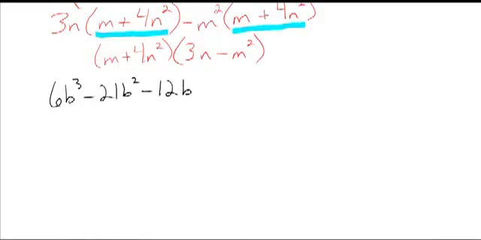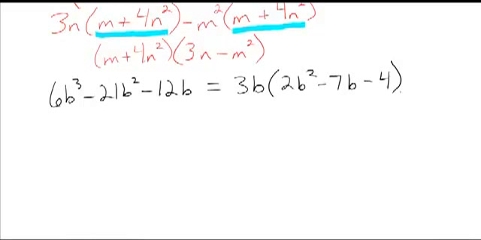So I am going to factor out a 3b. What does that leave me with? It leaves me with 2b squared minus 7b minus 4. Now at this point, there's multiple ways to go about factoring this trinomial. You can do it by the trial and error method, but I'm going to use what's called the AC method, which is going to turn this into a factor by grouping situation.